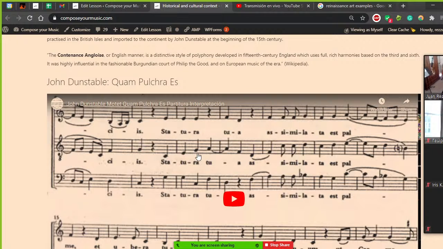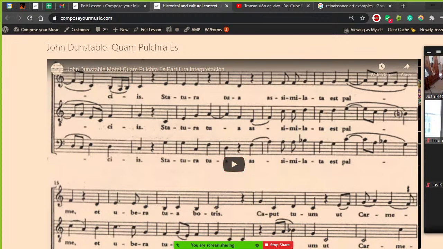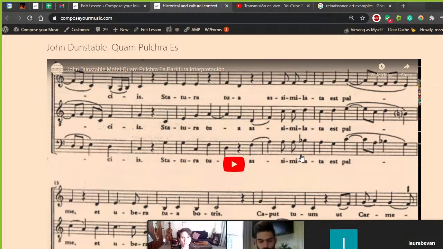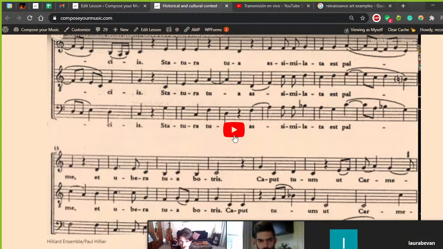We don't know, I'm sure he was not the only one who invented or used the thirds. But when he traveled to France, and France was a very important country back then culture-wise, the thirds and the sixths started to be popularized quite a lot, and they started to be used through Europe. Here we have a quarter piece from him.